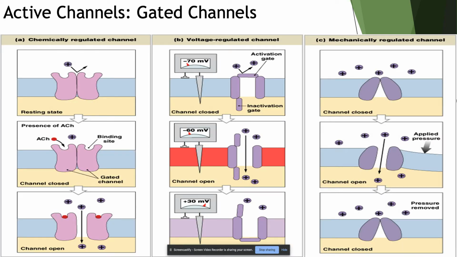When speaking on the three active channels, a chemically gated or ligand gated channel is a sodium channel that opens in response to the presence of ACh or a ligand binding at that site. You have a voltage gated sodium channel that responds to changes in the membrane potential. At its resting membrane potential of minus 70 millivolts, the channel is closed, at minus 60 millivolts, the channel opens, and at positive 30 millivolts, the channel is inactivated. And then a mechanically gated channel, which opens in response to distortion of the membrane.